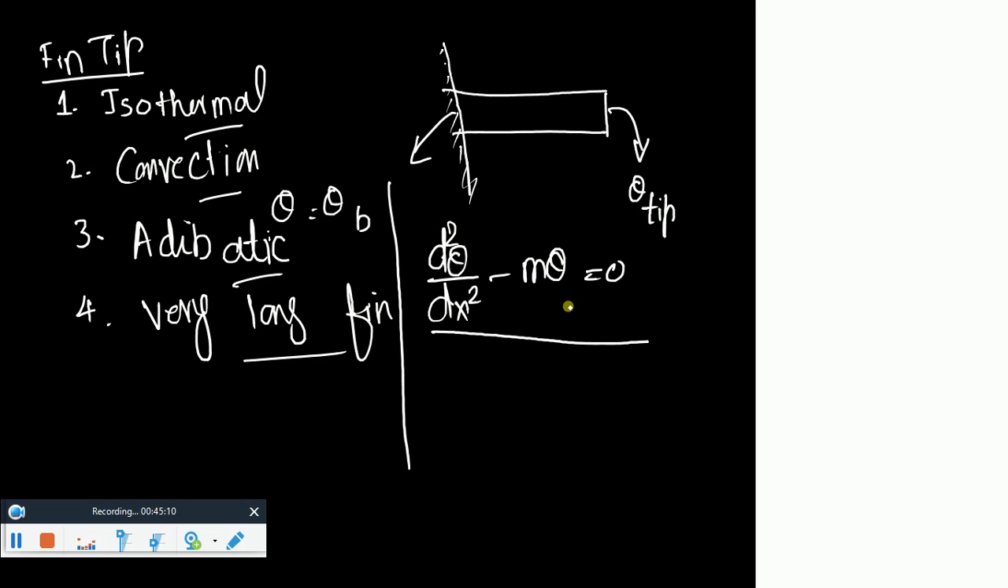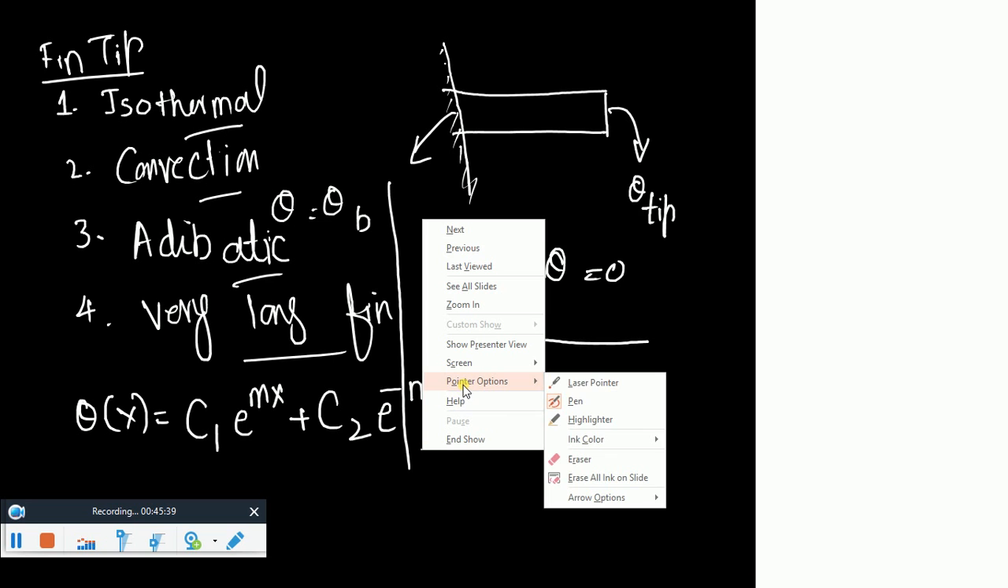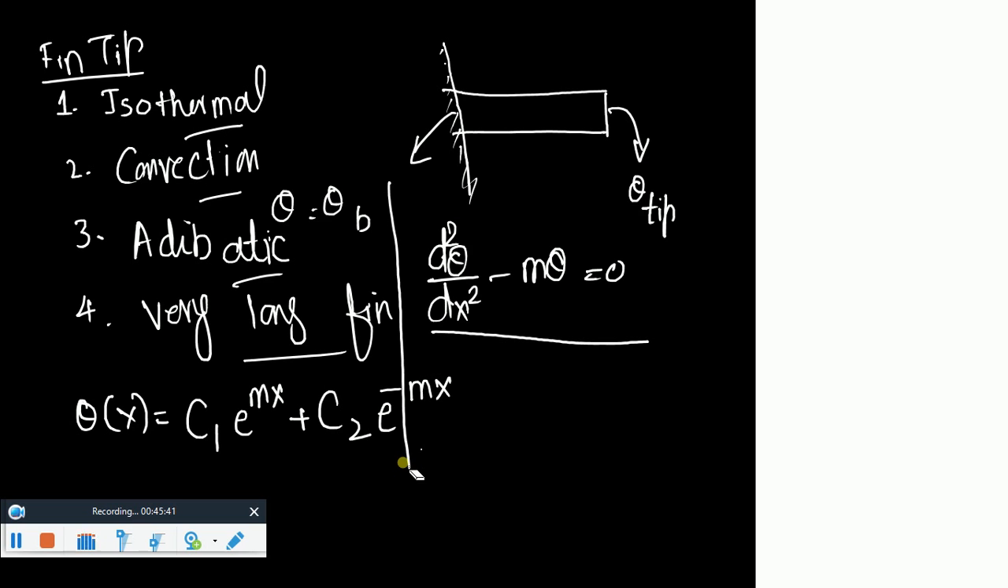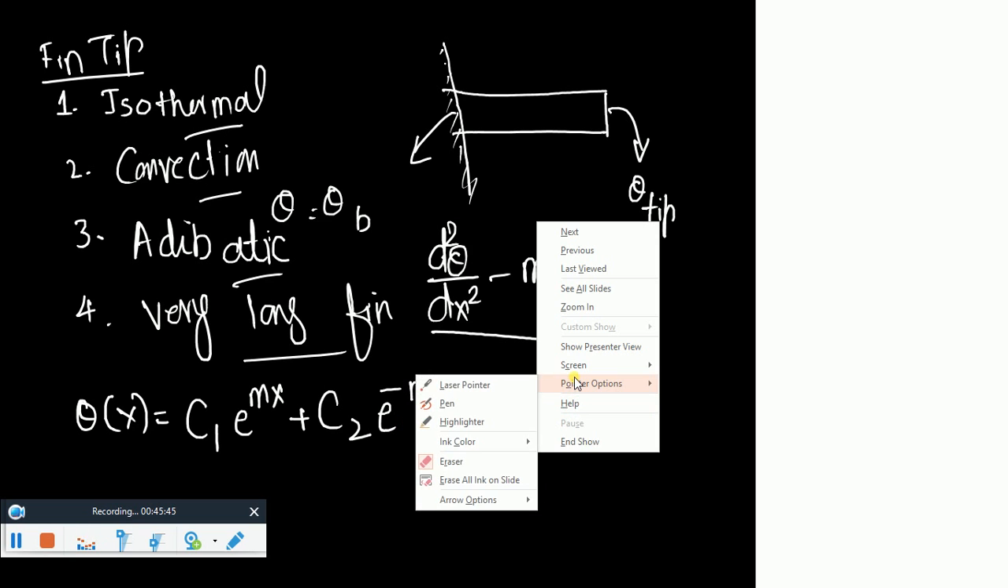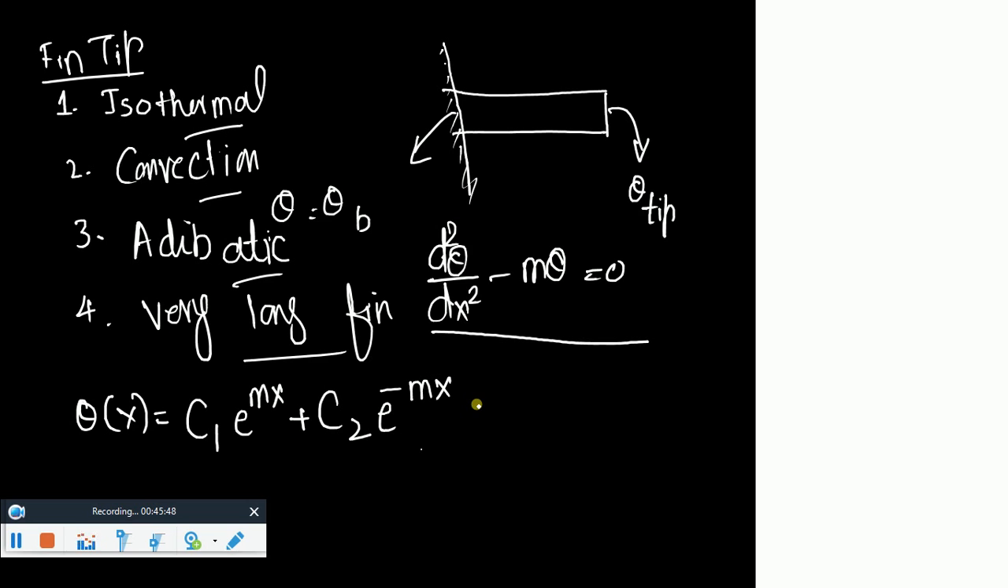For this kind of equation, you have a generalized form of solution. And that solution would be theta(x) equal to c1 exp(mx) plus c2 exp(minus mx). Okay, this is the generalized solution for this kind of equation.